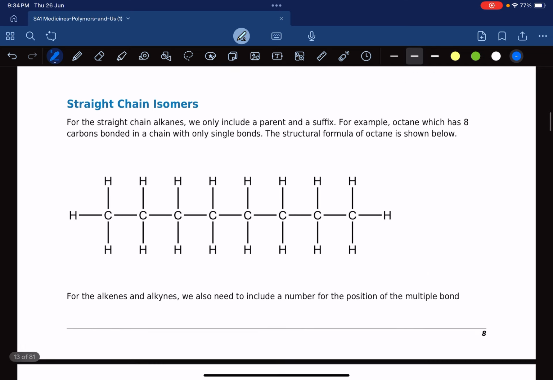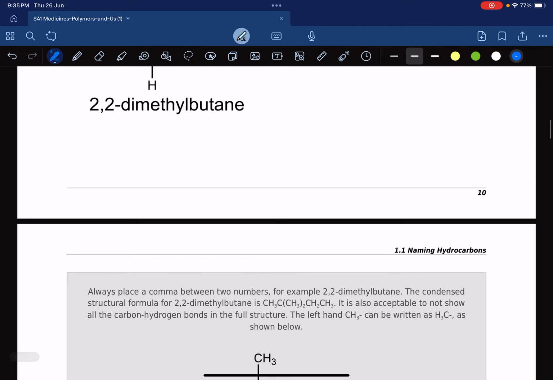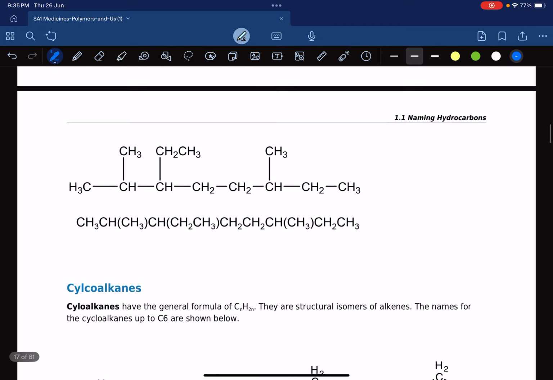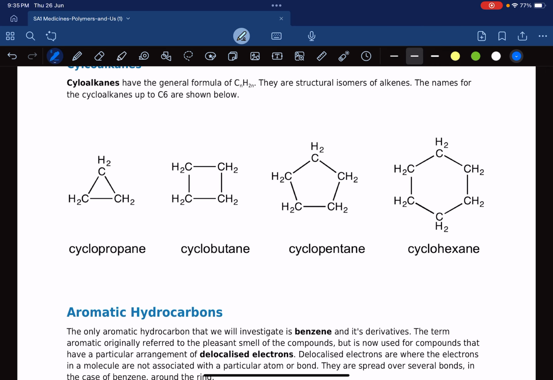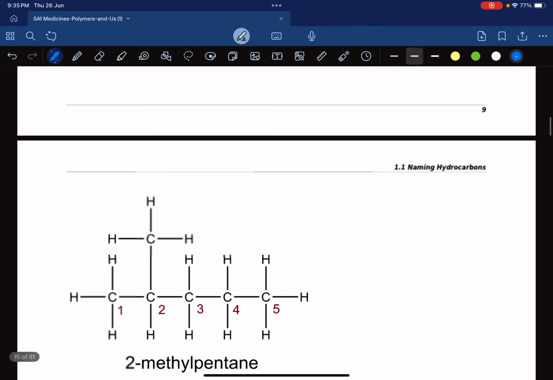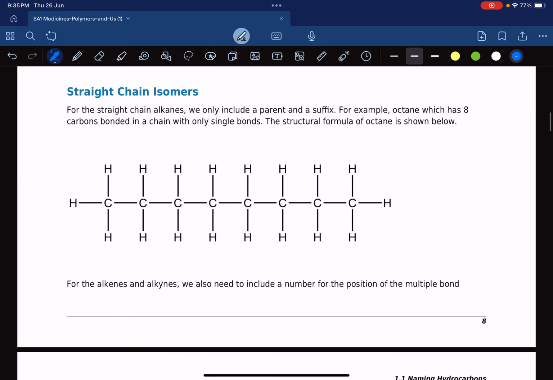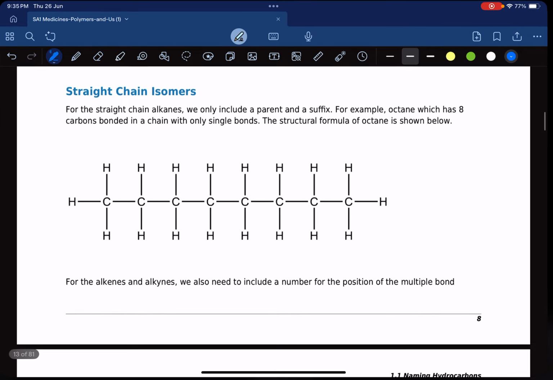Okay, so here we go. These are called straight chain isomers. Later on, you'll see these funny shapes here. These are ring structures, so these are not straight chain. These are cyclic structures. When you say straight chain, they are straight chain. So in this case, the first thing you do is look at the structure.